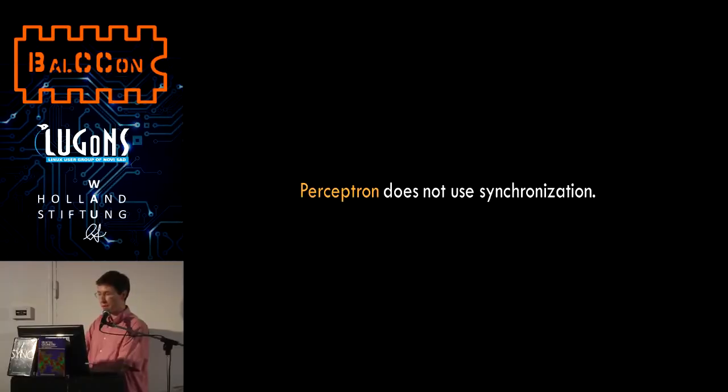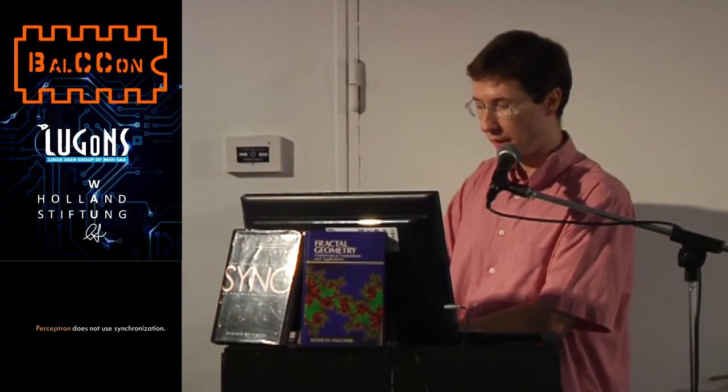Perceptron doesn't use synchronization, which means we do not use a synchronized keyword to synchronize any elements of the calculation. In this way, we accomplish 30% greater speed. So, how does Perceptron work?